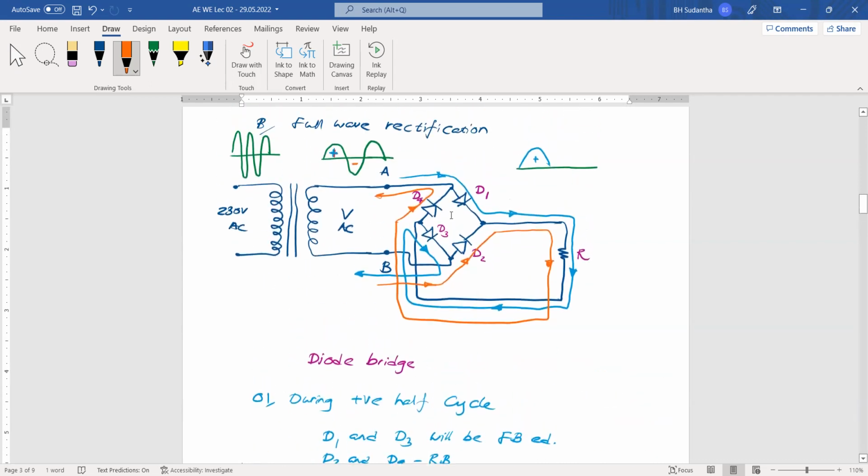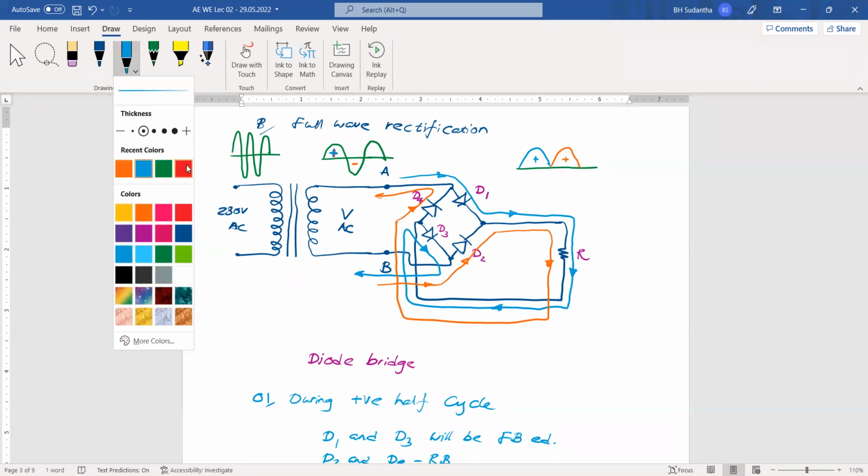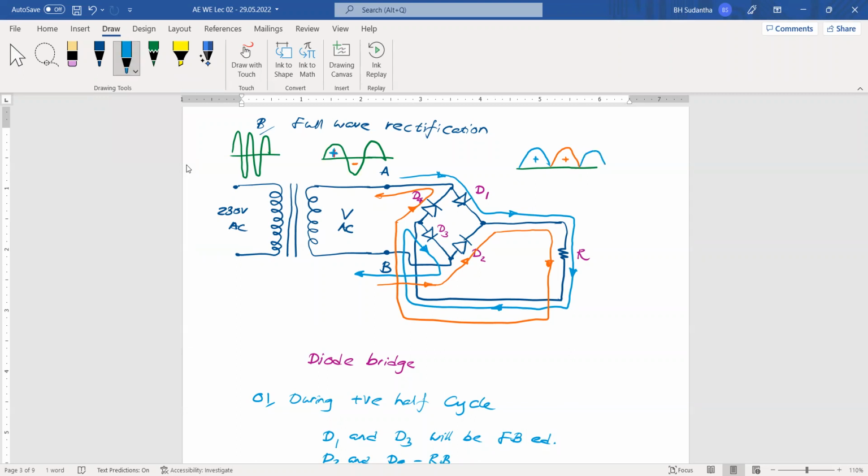As a result, you can see all the time through the resistor, the voltage is created in one direction, and the current is going in one direction. The negative half cycle also comes this way. When I put a minus sign, there should be no confusion. On this side, all the voltages are positive. Due to this negative half cycle, we have a positive half cycle at the output. This will continue like this.